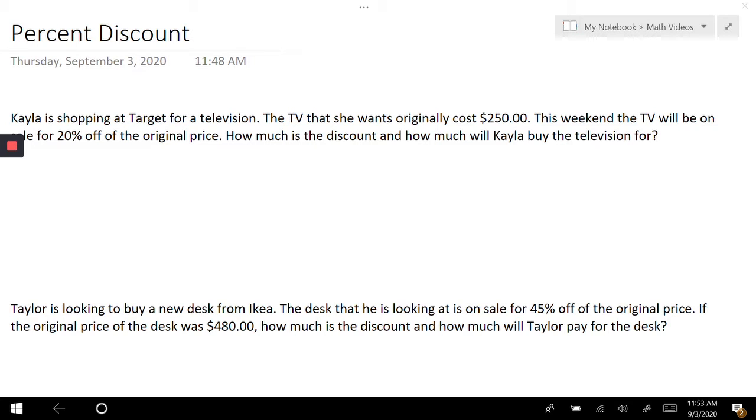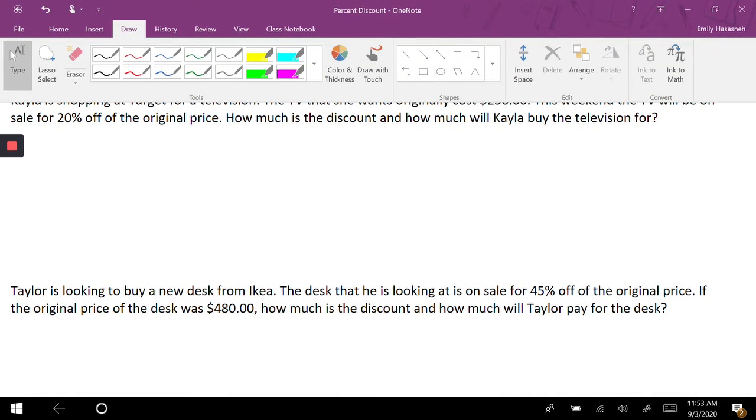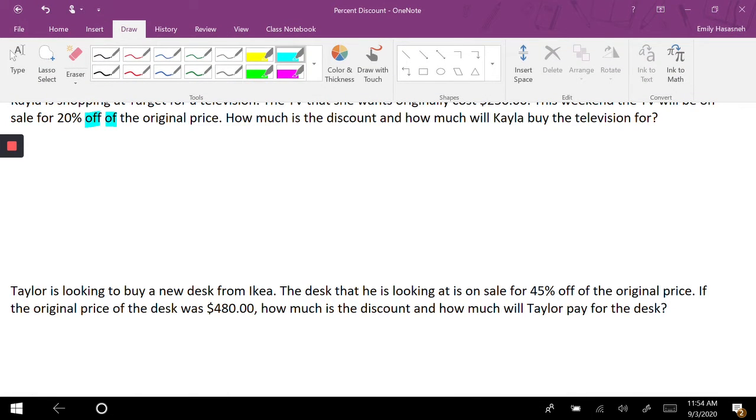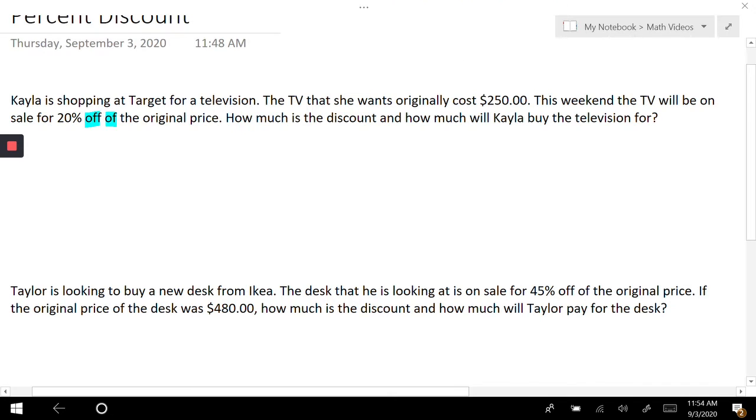So when solving percent discount problems that are word problems, we need to look for keywords that are going to tell us what operations we're doing. One of those keywords is off. Another word is of. Now, if you think back to what we did in class, we talked about the meaning of these words. Off means subtraction, and of means multiplication.